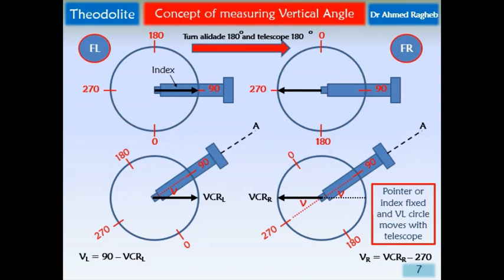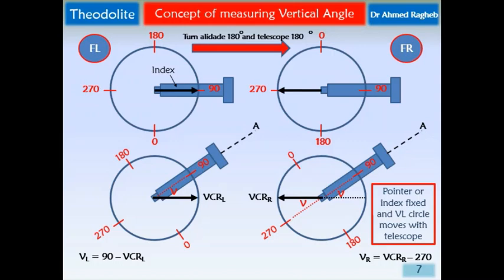After speaking about the horizontal circle and the vertical circle, and how we measure horizontal angle and vertical angle, there is a very famous error in the theodolite called the index error. What happens? In the horizontal circle, the pointer is resting on the horizontal circle, and we take the difference between the horizontal circle readings. So if there is an error in one direction, it will be removed when we subtract the other direction.